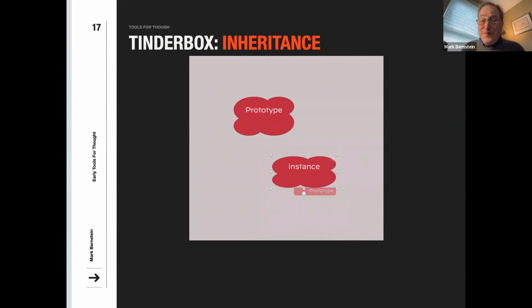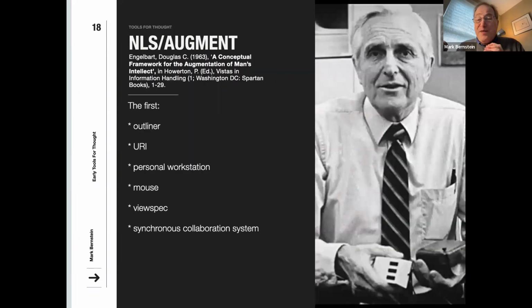Now, also from this era is Doug Engelbart's NLS, later known as Augment, a tool whose purpose was augmenting human intelligence. It started a lot of things: the outliner, the mouse, computer-supported collaborative work. It sought, in fact, over a course of decades, to bring about what we now call the singularity.